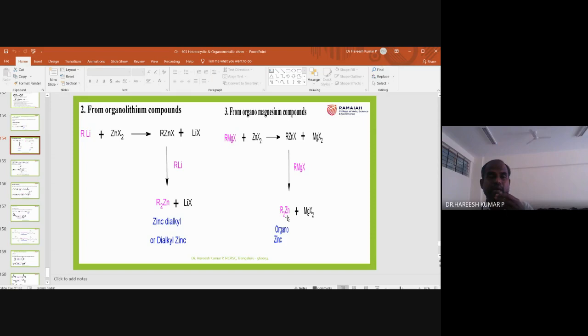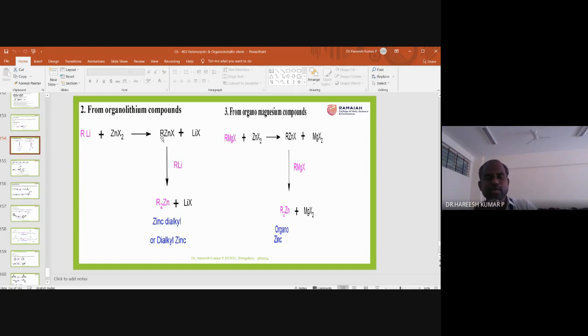Methylation using methyl zinc, one can go for a methylation. Using ethyl, one can go for an ethylation, but I am not going for higher than that. Why? Because lower alkyl zincs are more stable compared to the higher alkyl zincs. So that is the reason I am not taking higher alkyls. So now you know the method of preparation of organozinc.